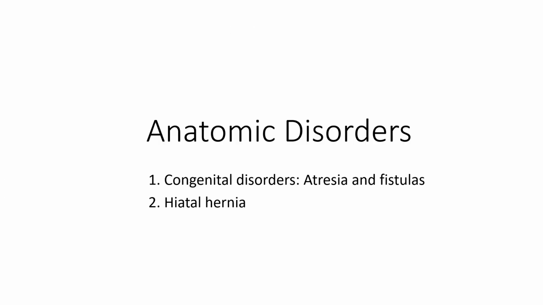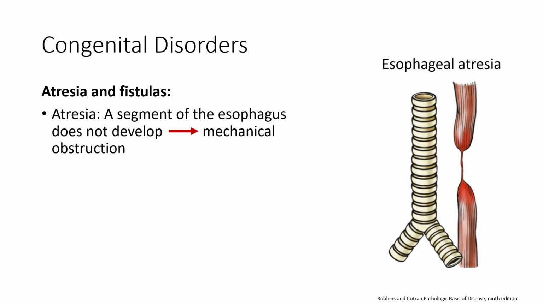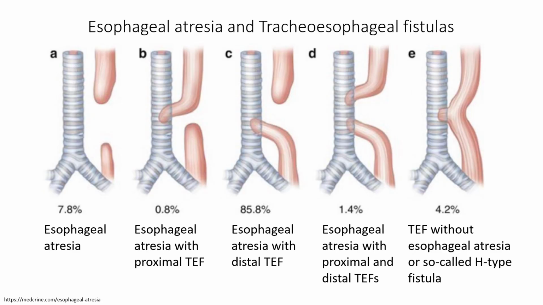Now we will talk about the anatomic disorders that affect the esophagus. These include congenital disorders such as atresia and fistulas, and we will also talk about hiatal hernia. In esophageal atresia, a segment of the esophagus does not develop, leaving a thin, non-canalized cord, so food cannot pass through, leading to mechanical obstruction. Atresias commonly occur with a fistula. A fistula is a connection between two body parts.